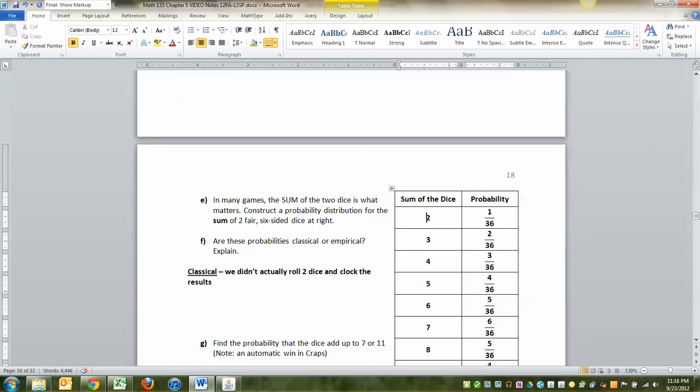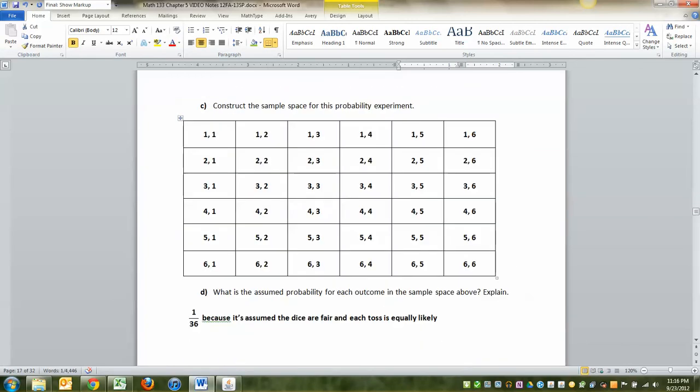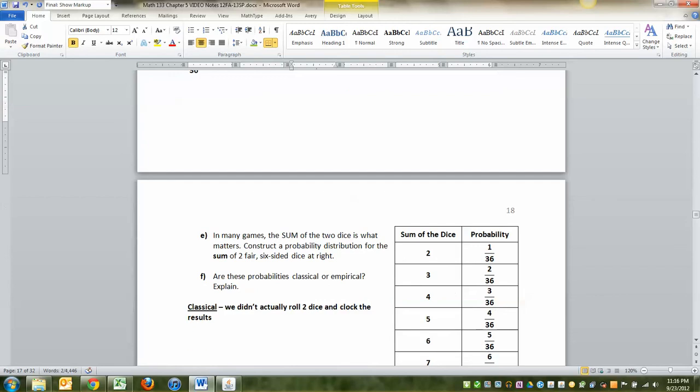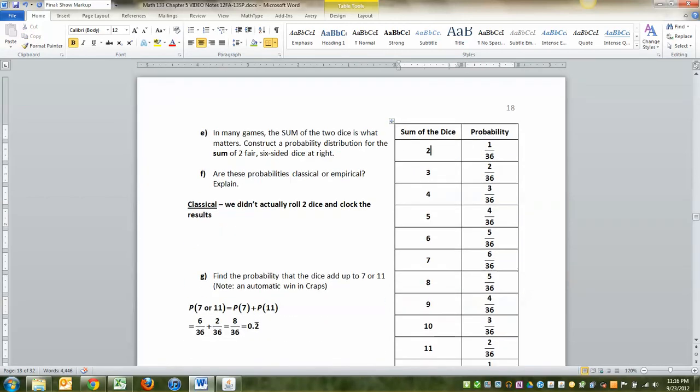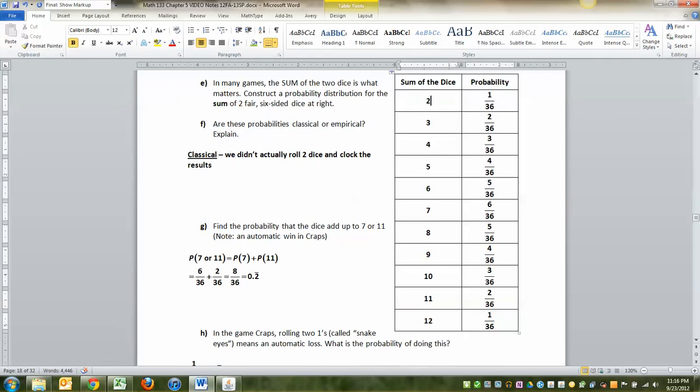All right, so, well, you could have your dice add up to 2, right? 1 and 1 makes 2. You could add up to 3. 1 and 2 makes 3, and 2 and 1 makes 3, right? This one and this one. Or you could add up to 4. 3 and 1, 2 and 2, 1 and 3, and so on. Okay, so you can work your way along the diagonals of that table you've made before, and you'll come up with these probabilities right here.